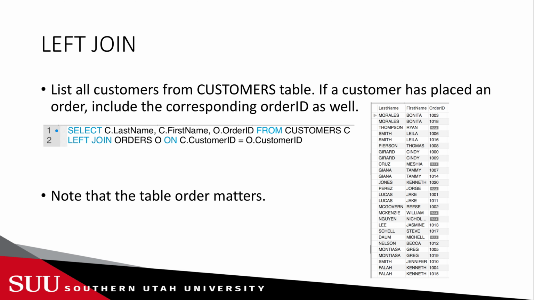Note that the order of the tables matters in this case. If I switch the order of the tables, it is going to be displaying all the orders, and then will display the customers that are paired to those orders. So I will lose 1, 2, 3, 4, 5, 6 customers that are not going to be displayed there, and this is not going to give me the results of listing all customers.